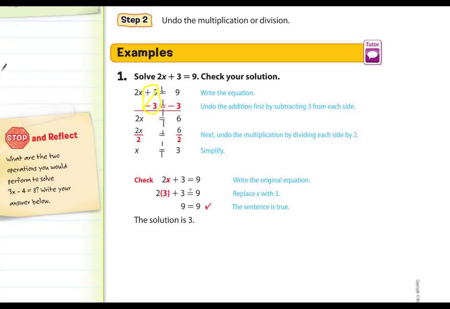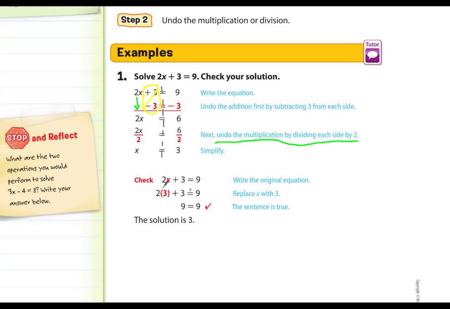Now what's left on this side is the 2x. That's what remained. And on this side, the 9 minus 3 is 6. This is 2 times x. I'm going to do the opposite. I'm going to undo the multiplication by dividing by 2. I'm going to divide by 2 here, and then I have to do it on the other side also. And I'm going to get to 3 as my answer.